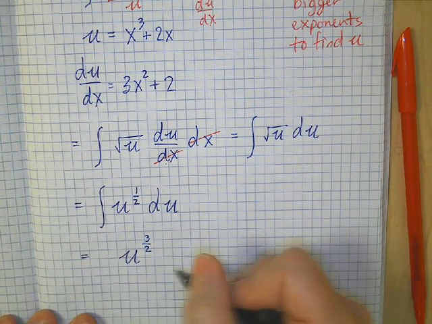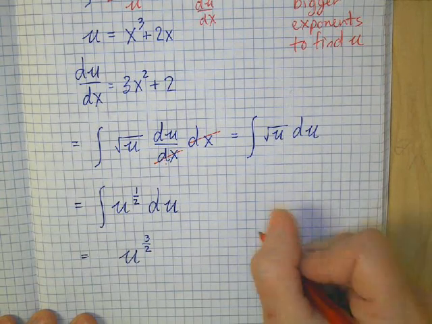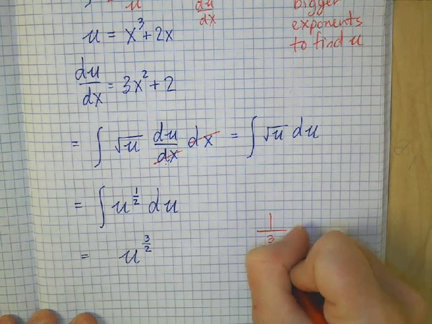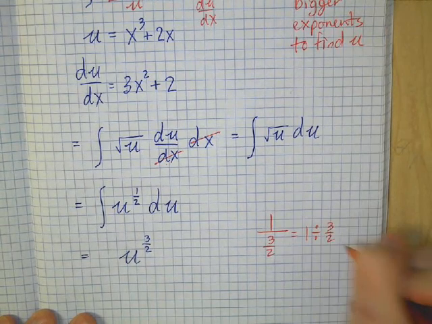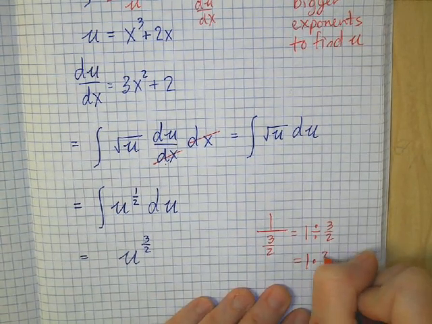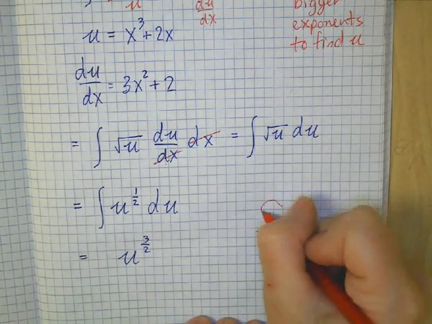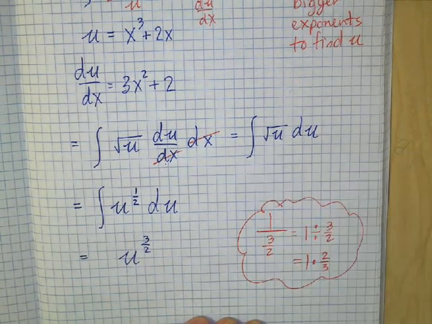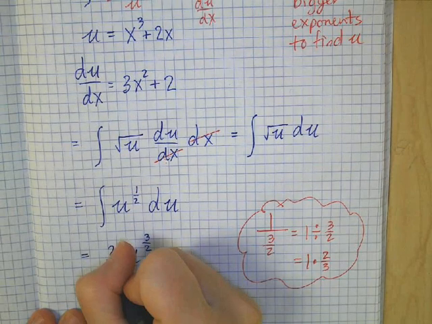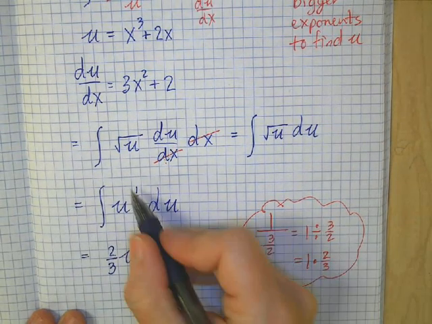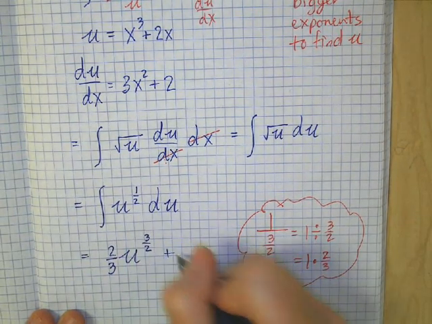So just a little aside here. 1 over 3/2 is equal to 1 divided by 3/2, which is equal to 1 times 2/3. Okay, so just a little aside. When I bring that down, it's just the reciprocal. So that's going to be 2/3. So I've done the antiderivative, and I need my constant of integration.